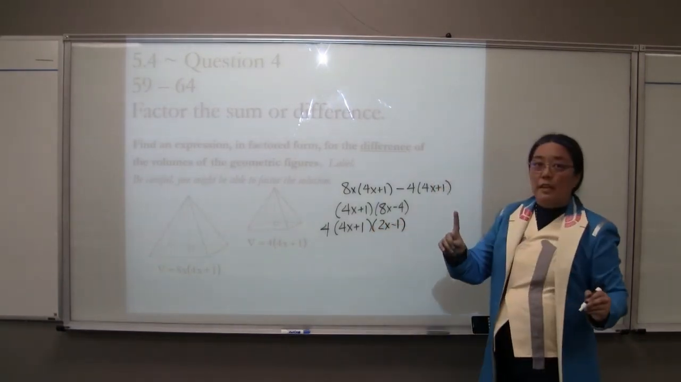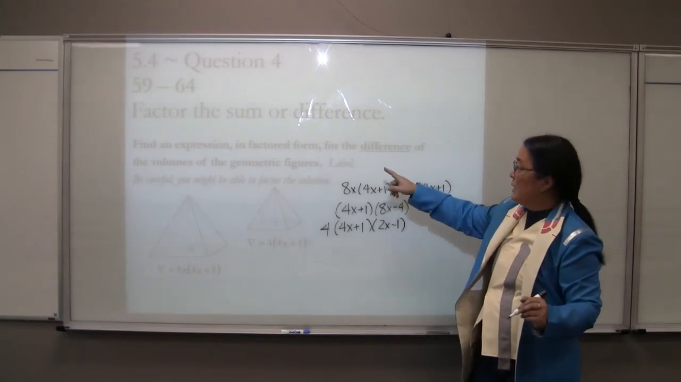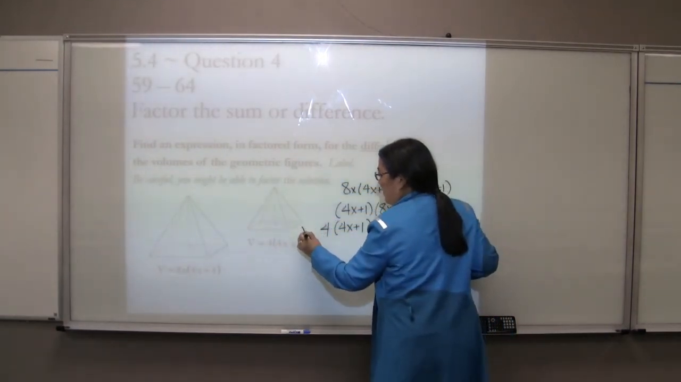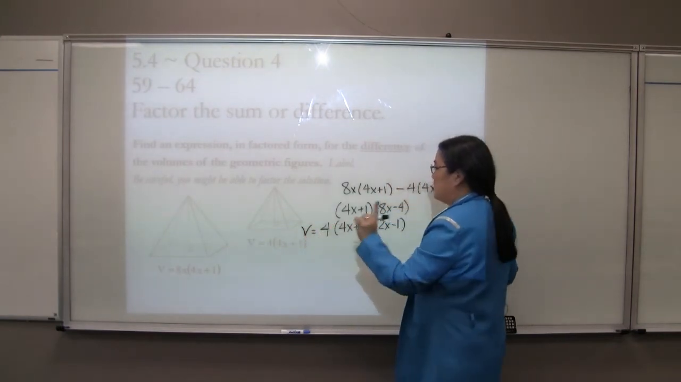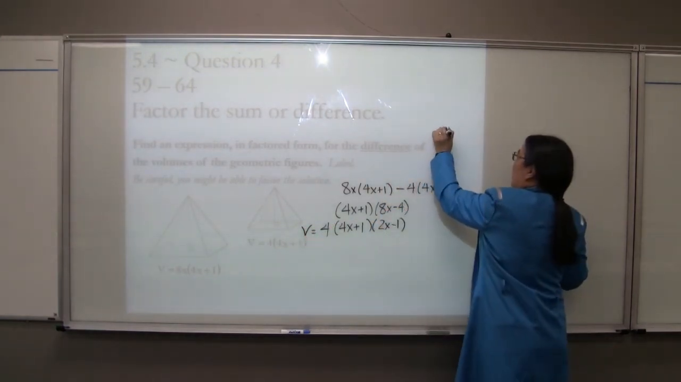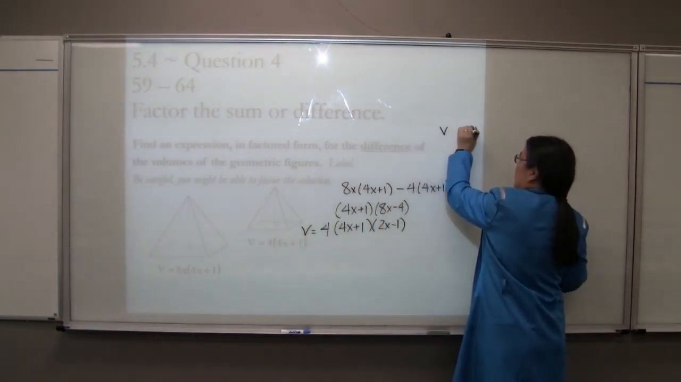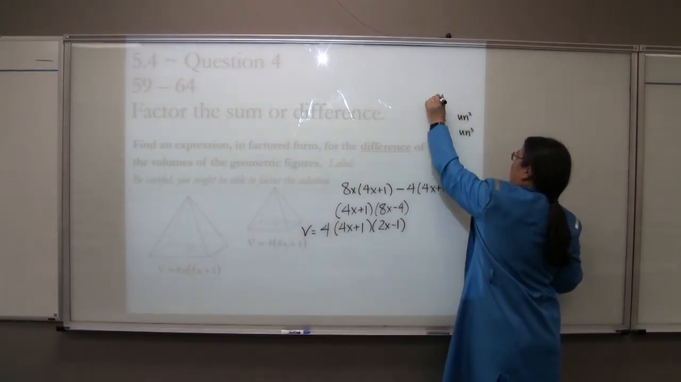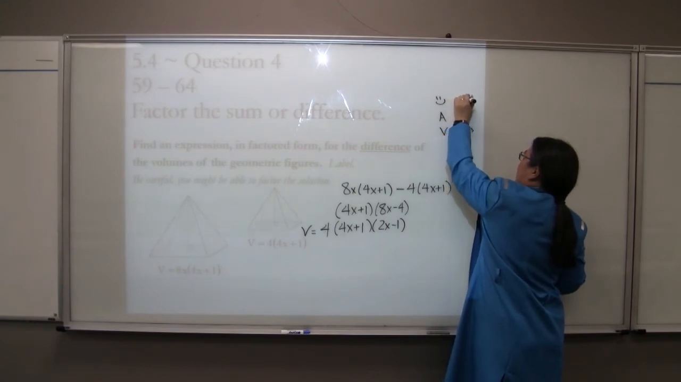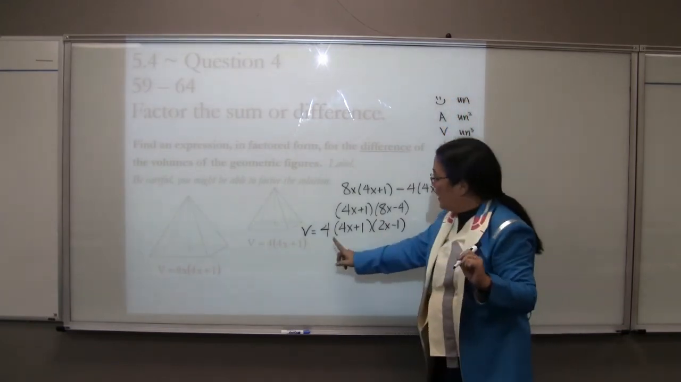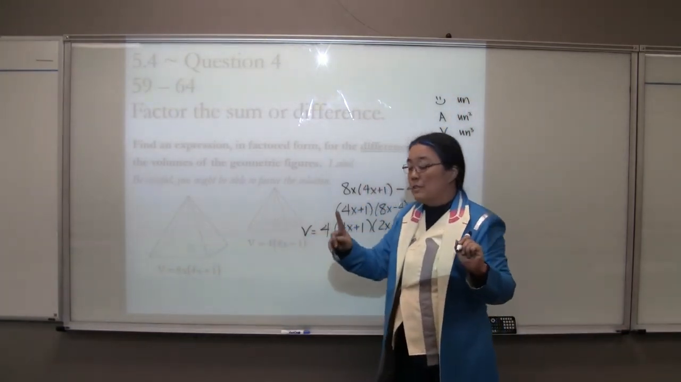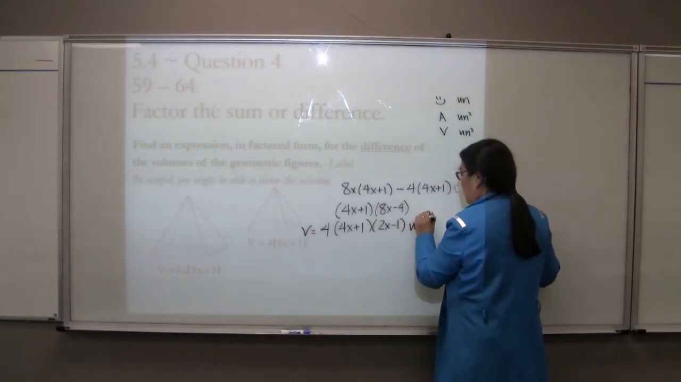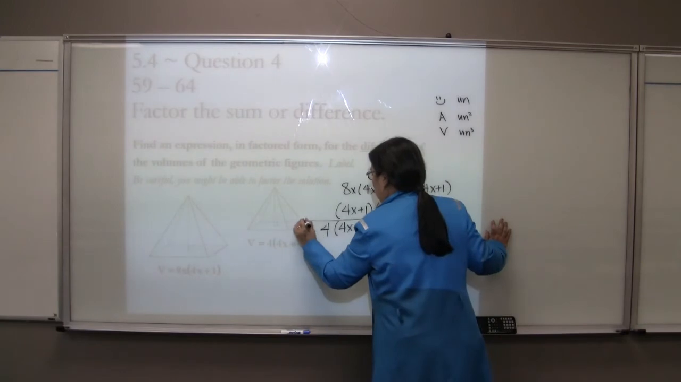But wait, we have to label. This one is a volume. Volumes have a V equals. And if you remember, volumes get units cubed, areas get units squared, and everything else gets units regular. We have no units given to us, so therefore we will use the generic units cubed. That is our answer.